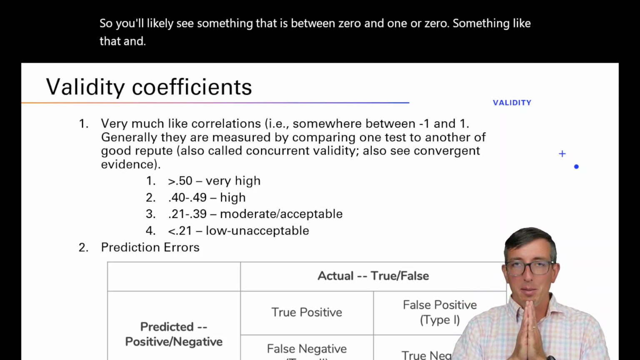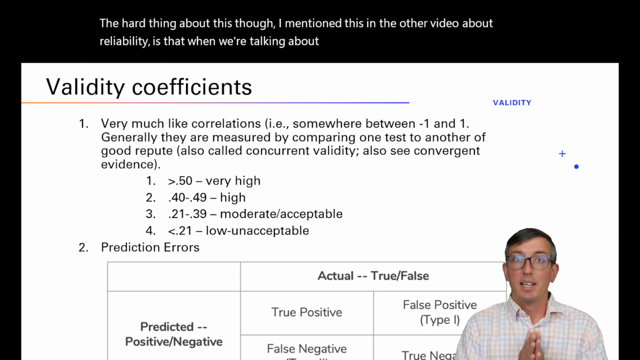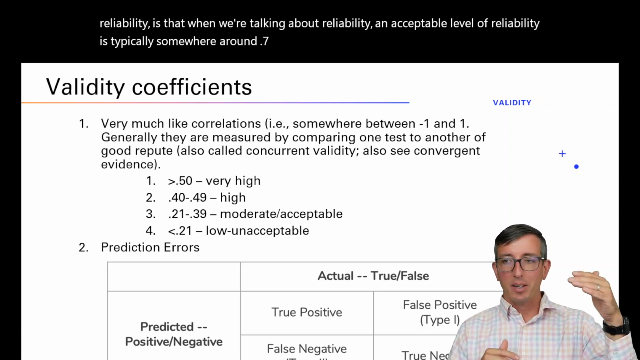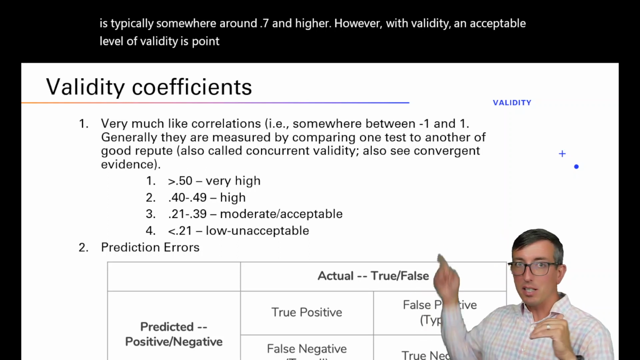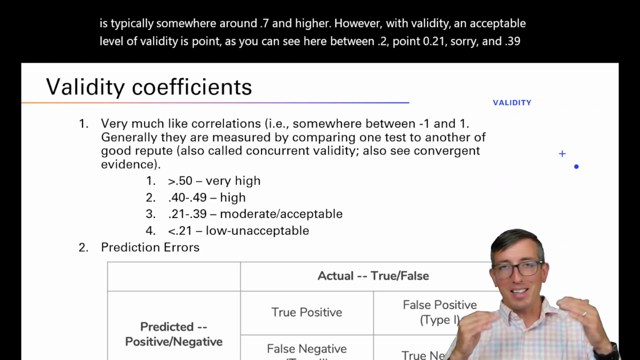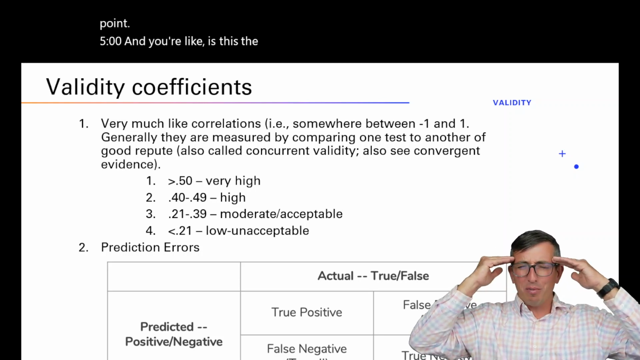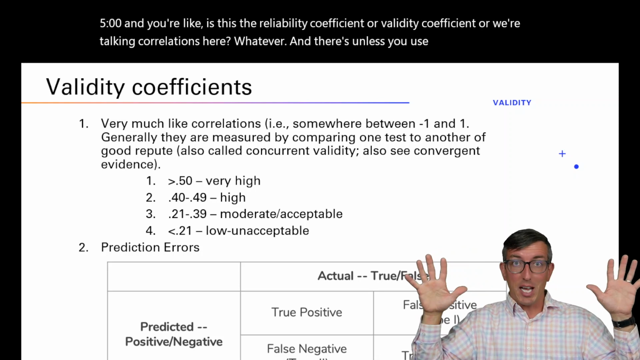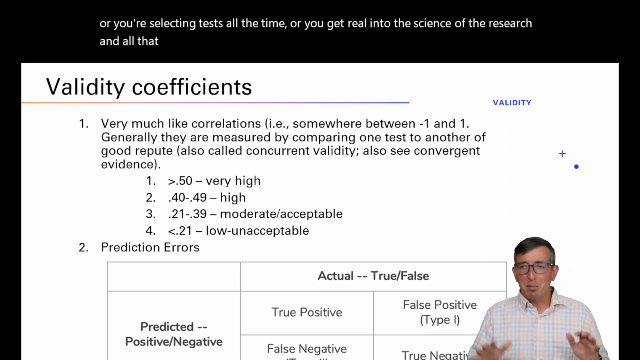And the hard thing about this, which I mentioned in the other video about reliability, is that an acceptable level of reliability is typically somewhere around 0.7 and higher. However, with validity, an acceptable level of validity is, as you can see here, between 0.21 and 0.39, or anything higher. And that can be really confusing, because you'll see a number like 0.5 and wonder: is this the reliability coefficient or validity coefficient? Or are we talking correlations here? Unless you use this stuff all the time, or you're selecting tests all the time, or you get real into the science of the research, it can be really confusing.